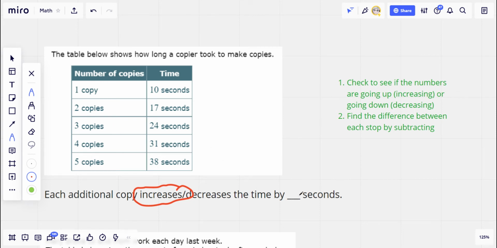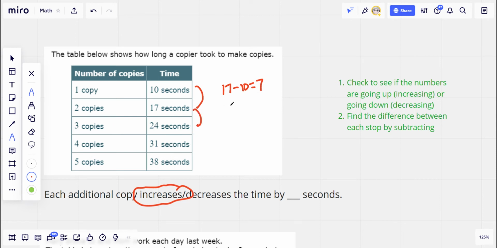And then the second part is asking, by how many seconds does it increase? And you can do that by subtracting between the steps. So here's step one, or one copy at 10 seconds, two copies at 17 seconds. So I can just subtract 17 minus 10, and that gives me 7. Now this should be the same on all of these.